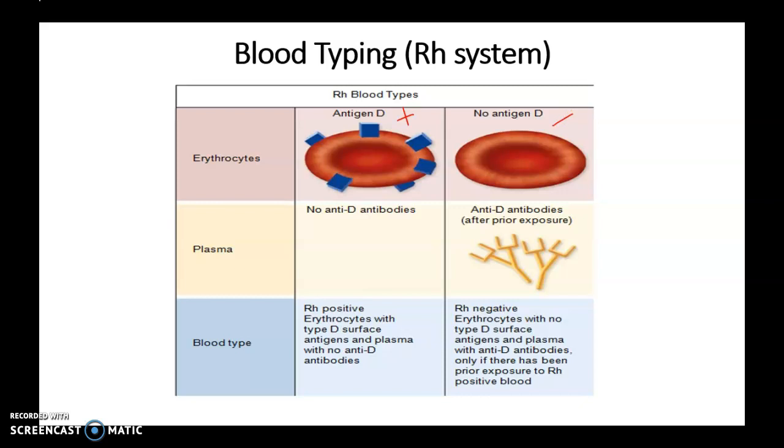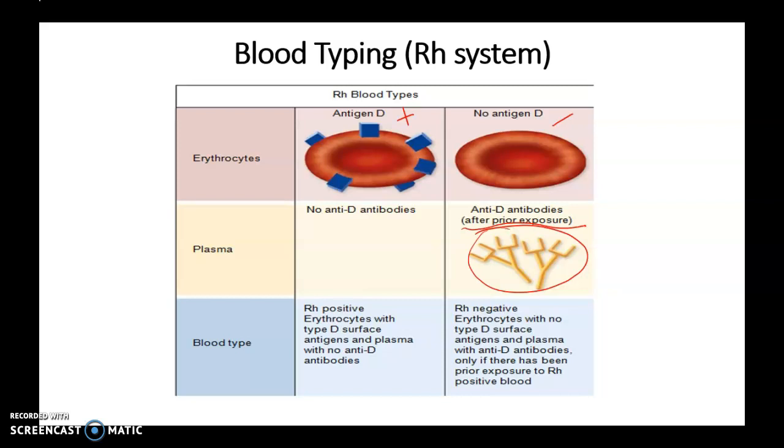In the plasma, for Rh positive blood, there is no anti-D antibody as we talked about before. However, if you look at the plasma of Rh negative blood type, there are anti-D antibodies developed only after prior exposure. Do you see that? So they have the antibodies only after they are exposed. So this is really, really important.